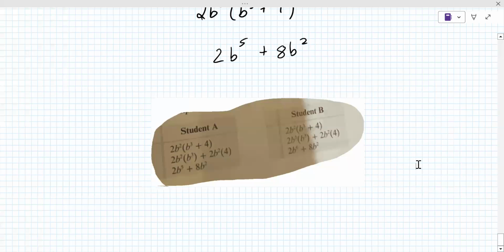So first you look to see, well, do either of them look correct? So A is correct. And now we can figure out what student B did. Looked like student B, it's right here. They multiplied the exponents instead of adding.